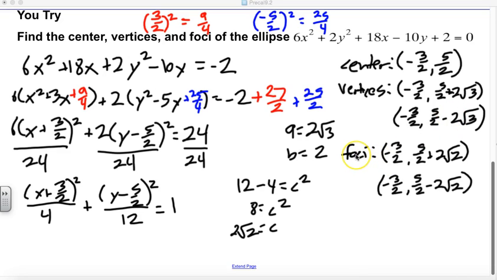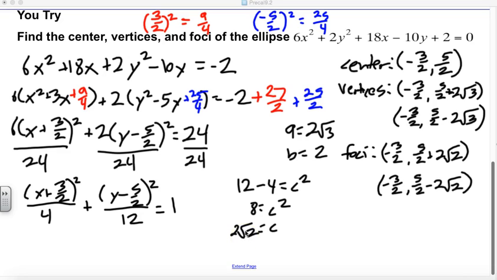Then you have to find your foci. To do that, you have to find C. So we know A and B, so we plug them into our formula. A squared minus B squared equals C squared. So we get 8 equals C squared. Take the square root to get C by itself. Square root of 8 simplifies to 2 square root of 2.